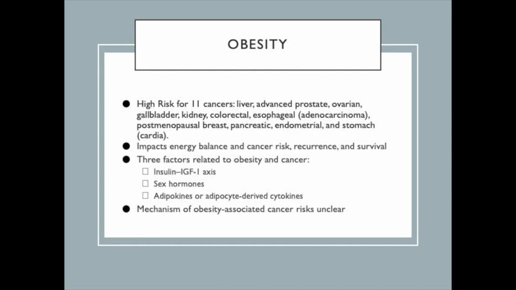But we know that there are three main factors that are related to obesity and cancer. The first one is the insulin and insulin-like growth factor axis, our sex hormones, and also adipokines or adipocyte-derived cytokines. Those are the three main factors. And they are linked to metabolic dysregulation of our adipose tissue or our fat tissue, and our endocrine and paracrine altered signaling of this adipose tissue in obesity.